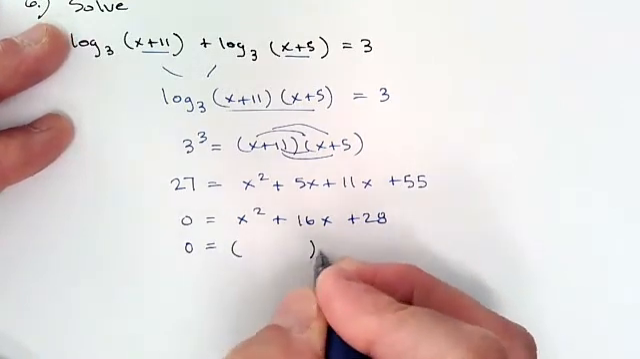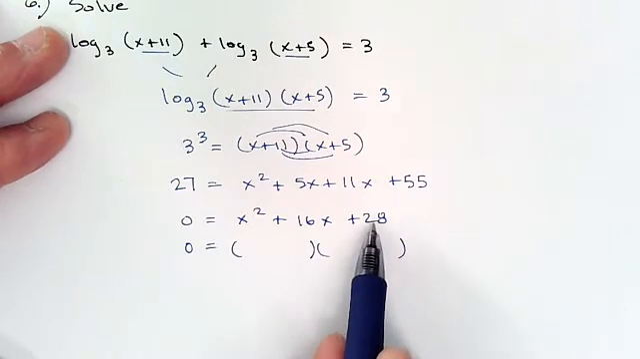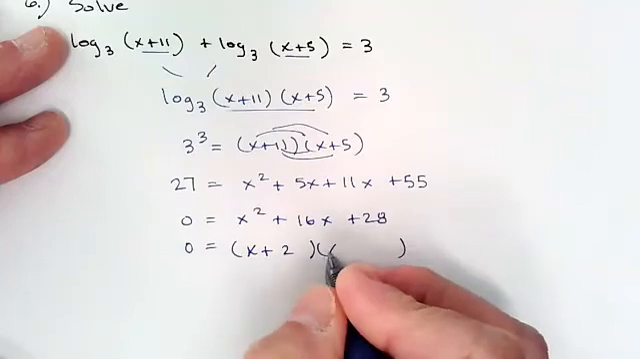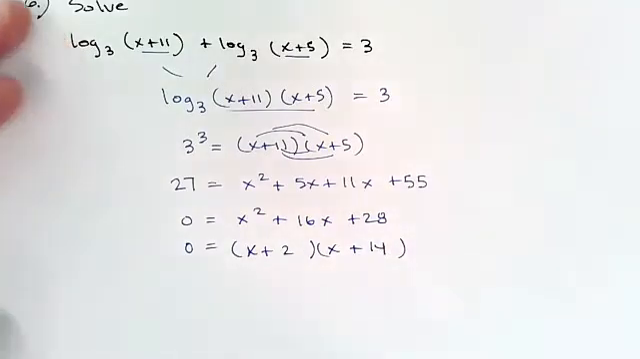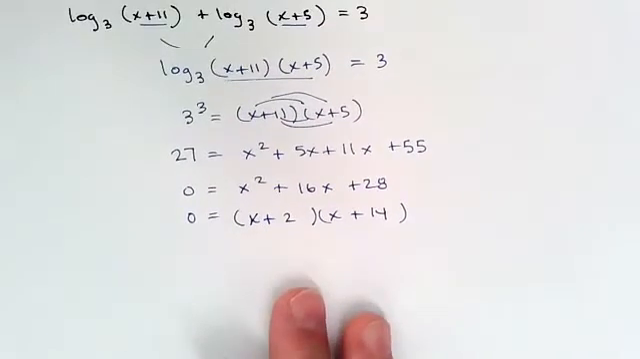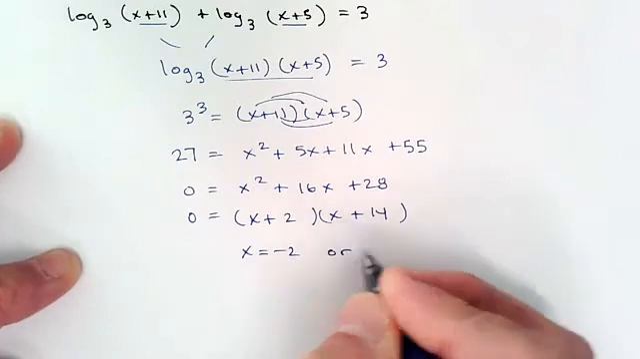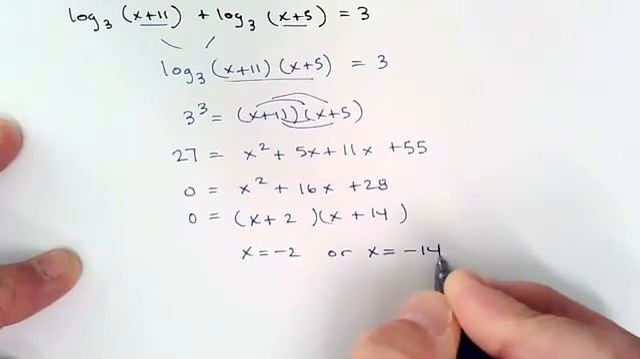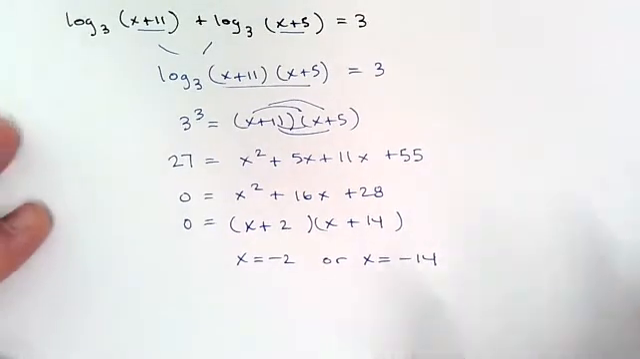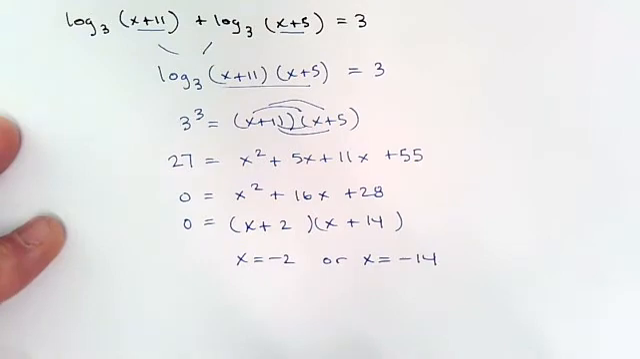That then factors: numbers that multiply to 28 that add to 16. I'm getting +2 and +14. So I get two answers, x equals -2 or x equals -14. Now here's the thing, you got to be really careful on these. One of these answers does not work.